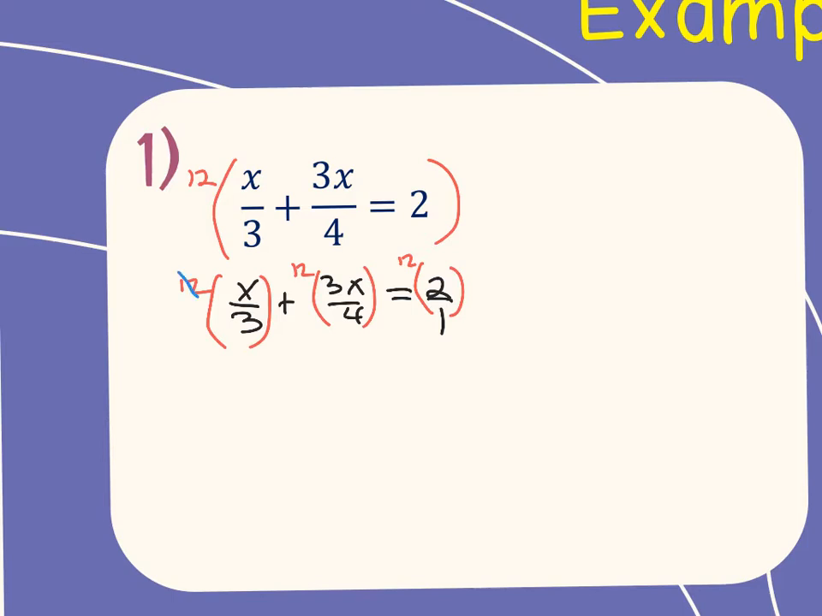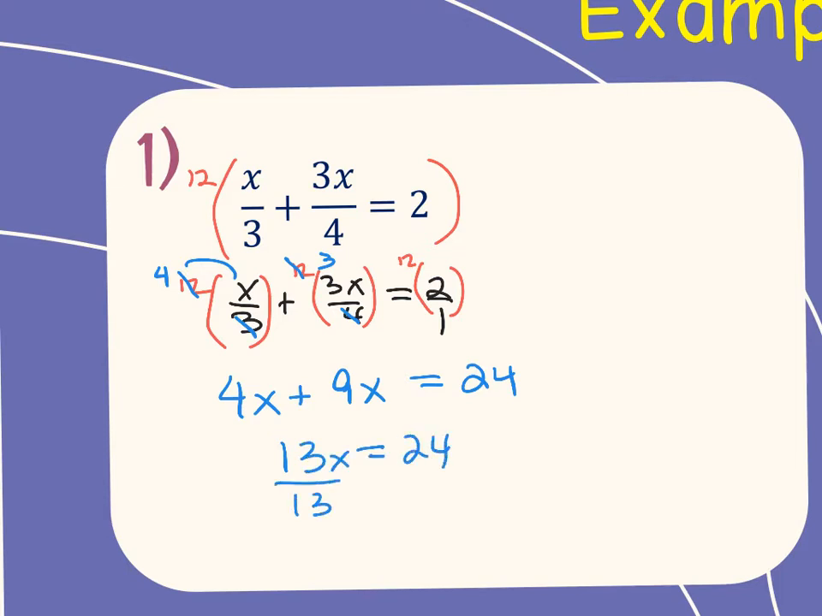So 12 divided by 3, I get 4. And then 4 times x gives me 4x. Then I'm going to come here. 12 divided by 4 is 3. 3 times 3x is 9x. And then nothing to simplify here. I just do 2 times 12 and get 24. Now I solve my equation. I'm going to add these. Divide by 13. And x equals 24 over 13.